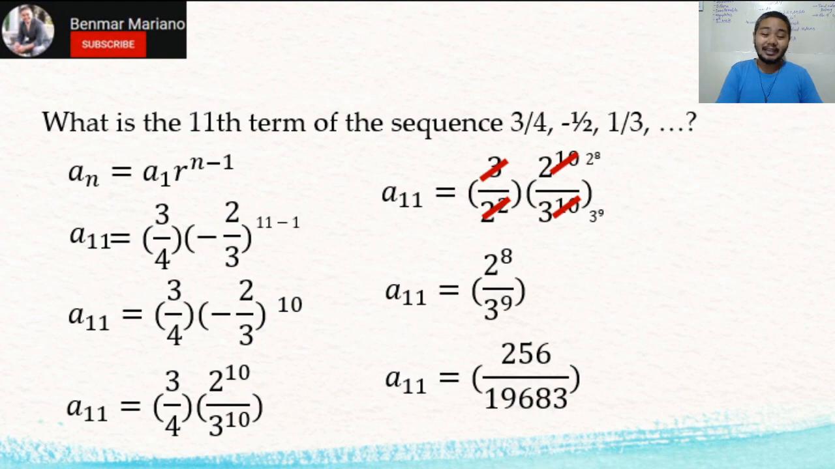So, napakadali, napakasimple lang ng identifying the nth term of a geometric sequence. Kumbaga, wala siyang kahirap-hirap, okay? Madaling-madali lang siya. Again, sana may natutunan at may napulot ka dito sa video lesson na to.